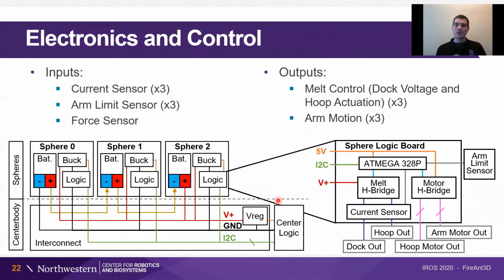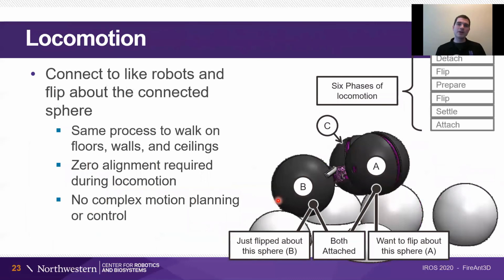The outputs are similarly simple. Each sphere can control its attachment, basically controlling its voltage and hoop actuation, and it can control the motion of the arm. For both of these outputs, we simply use bang-bang control. And that brings us to locomotion.